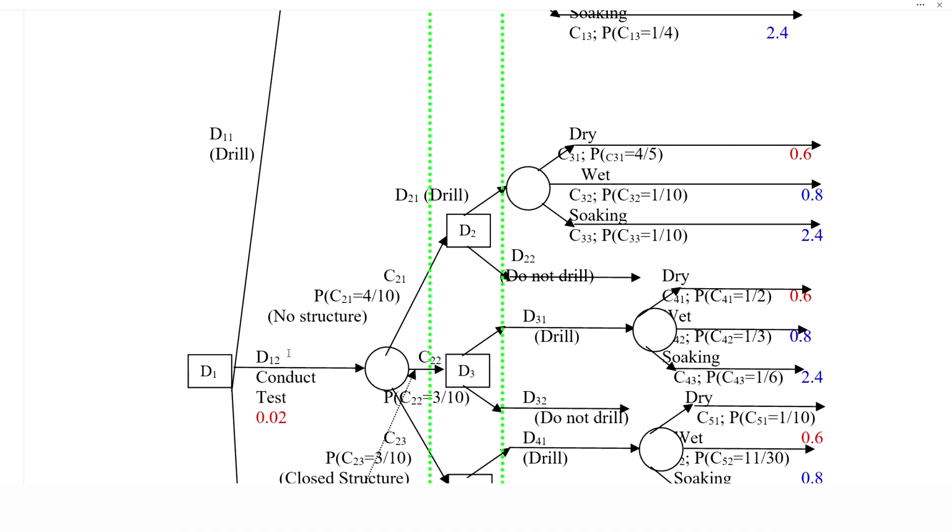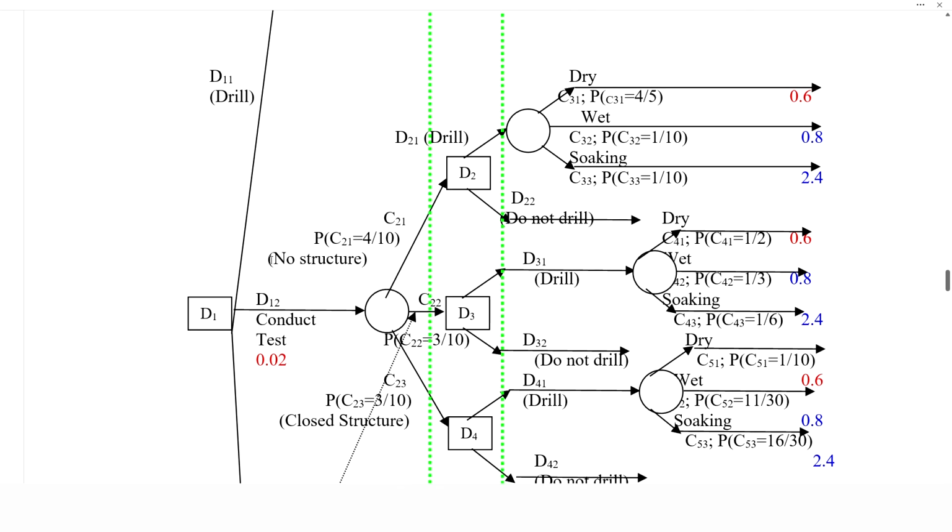Now, again I am saying, I am scrolling up and down the diagram. So, when you watch the video and also refer to the diagram, it will be much easier for you. When you conduct the test, what three things occur? One is you find no structure, which I am highlighting, and this is given by C21. Why C21? Because the point which you reach after conducting the test is given by the chance node C2. So, C21 is basically no structure.